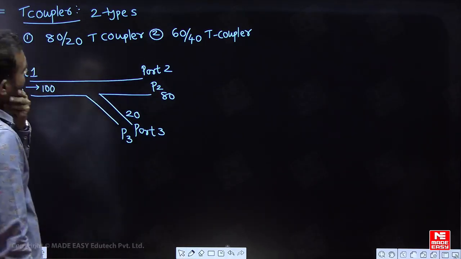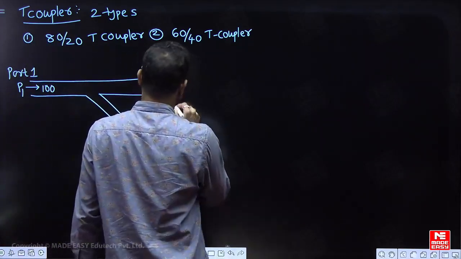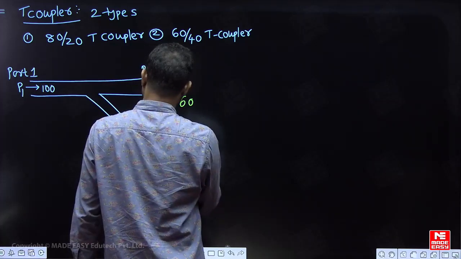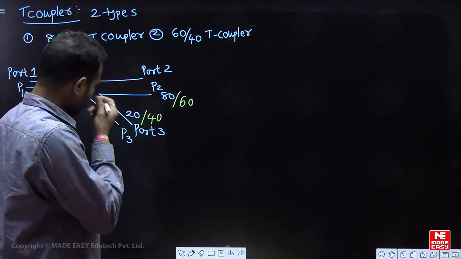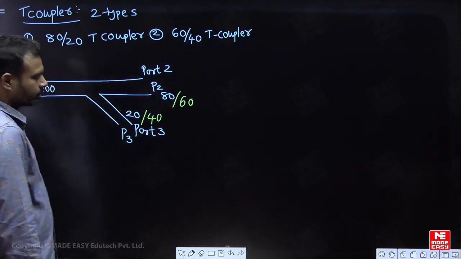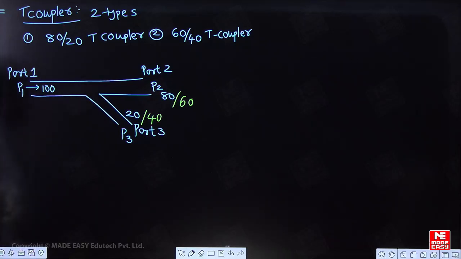If you talk about the same thing as 60/40, obviously you know that it will come along with 60 and this comes along with 40. 60 as well as this is 40. So I hope everybody in the class understood this. Okay. So this is what is called the T coupler.